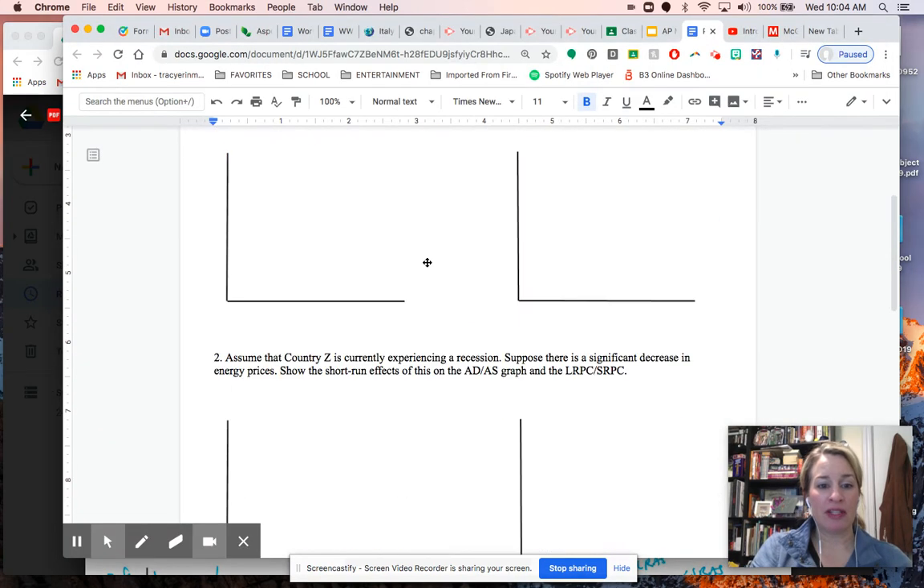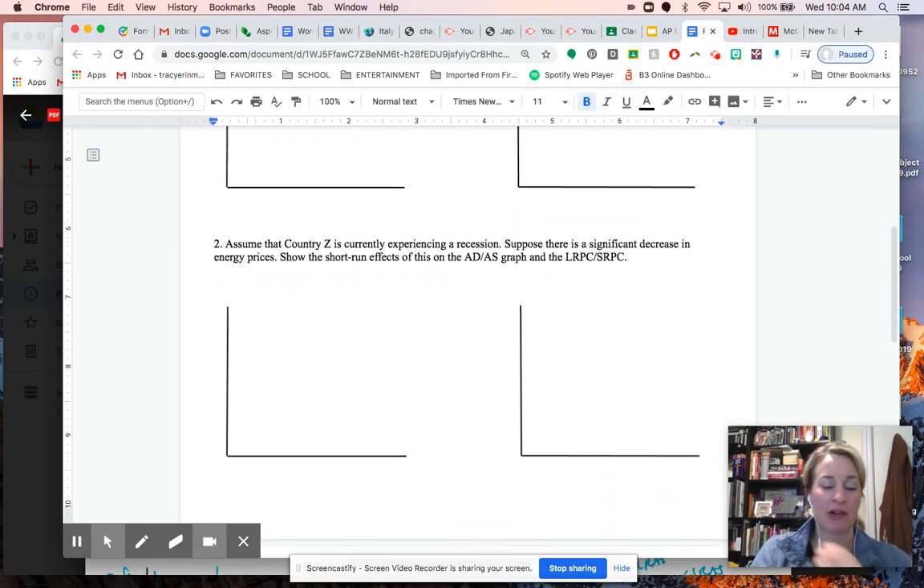The next one says, assume that country Z is currently experiencing recession. So you're going to have that short run equilibrium on the left side of the long run, right? And now we're going to have to show, it says, suppose there's a significant decrease in energy prices. Now you have to show the effect.